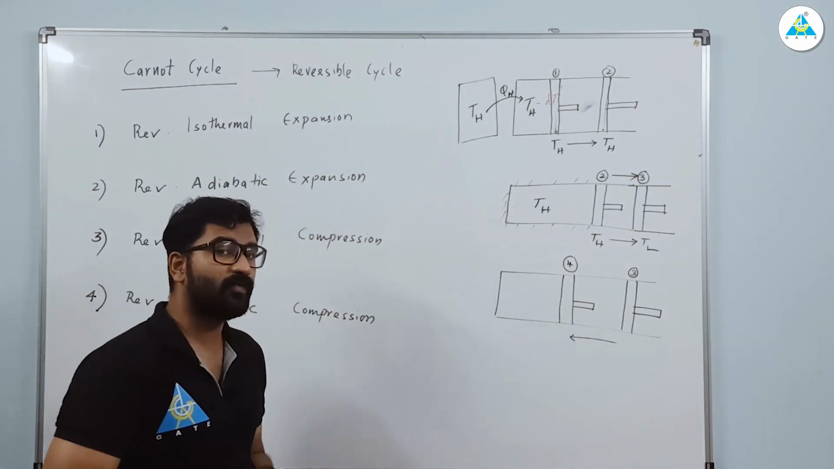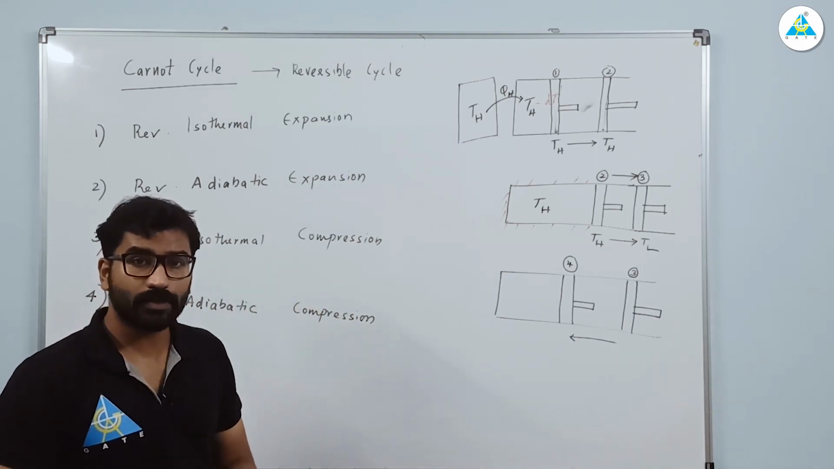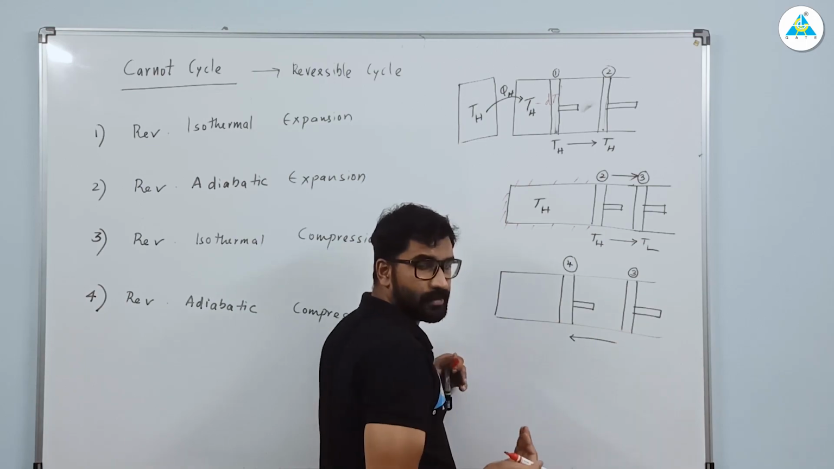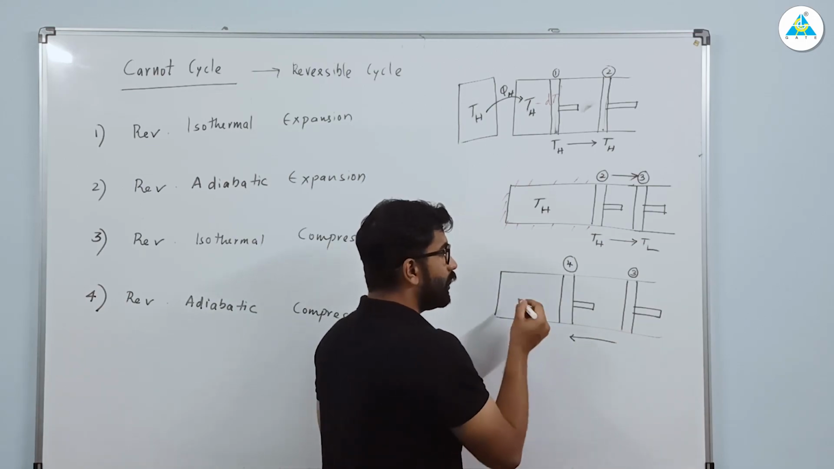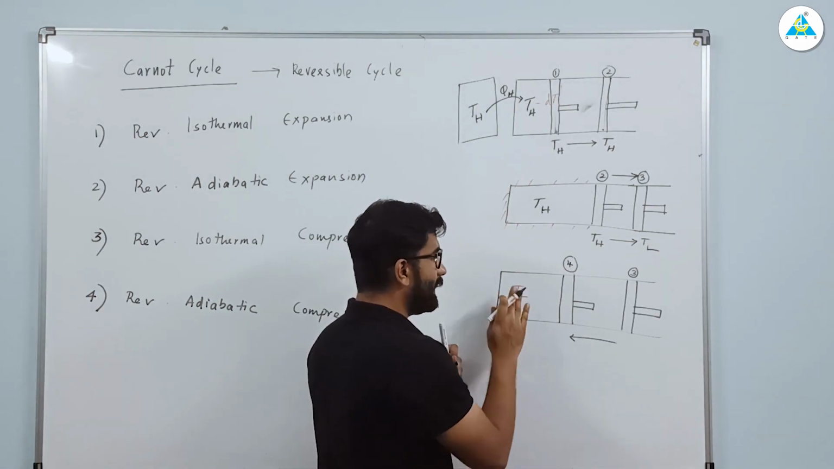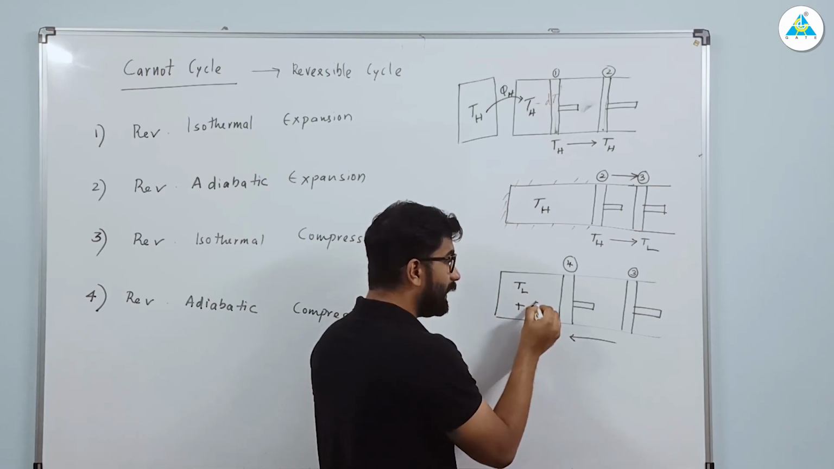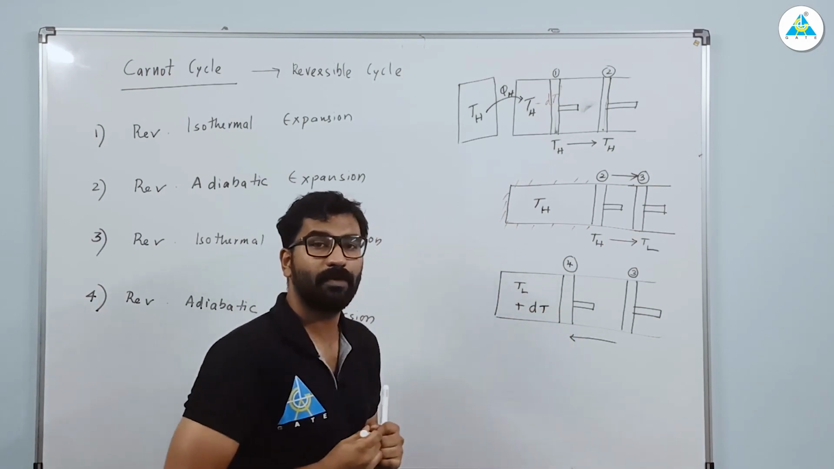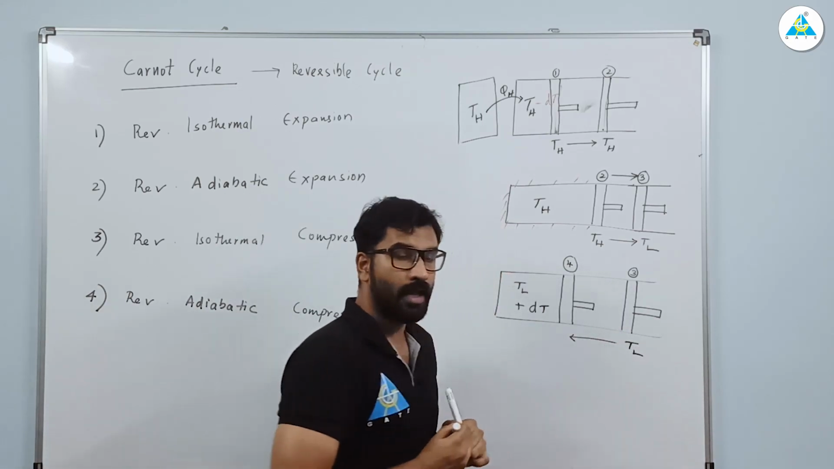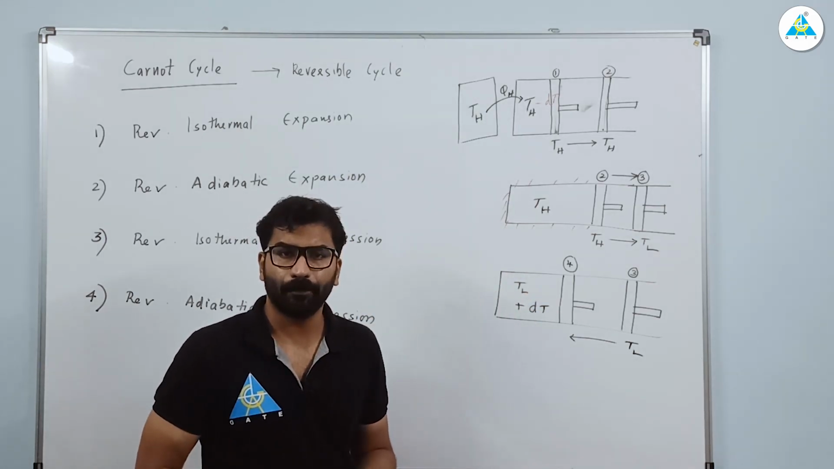Now, what kind of compression are we doing? We are doing an isothermal compression. So when we compress something, what obviously will happen? Your temperature here was TL, but when we compress, you have an increase in temperature, TL plus DT. Here at the third state, your temperature was TL, but when you compress, your temperature will increase by an amount DT.